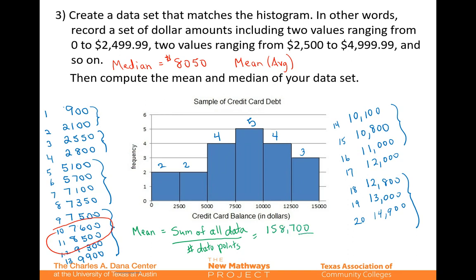158,700. And I need to divide that by 20. When I do, I get 7,935. So our mean was 7,935. That's what I get when I just average up all the data. So median means it's in the middle. Mean means it's the average of all the amounts.